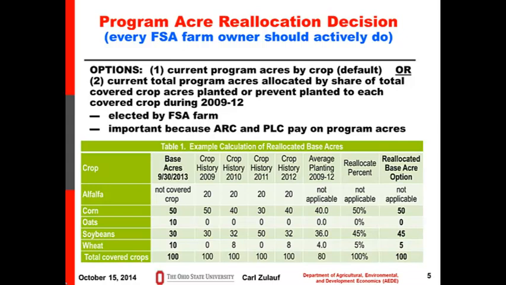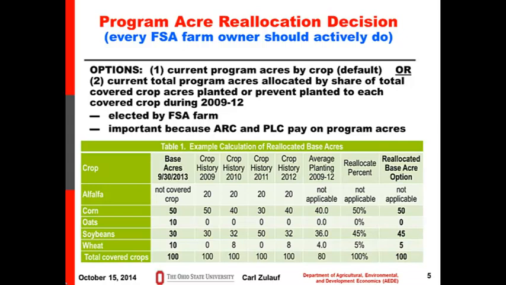In this particular case, soybeans are 45% of the program acres on the farm, and then wheat is 5%. Then what you do is you take these percentages, what I call the reallocate percentages, and you multiply them by 100 acres of base, because this farm has 100 acres of base on it. And so your new base acres would be a combination of 50 acres of corn base, 0 acres of oats base, 45 acres of program acres in soybeans, and 5 program acres in wheat.